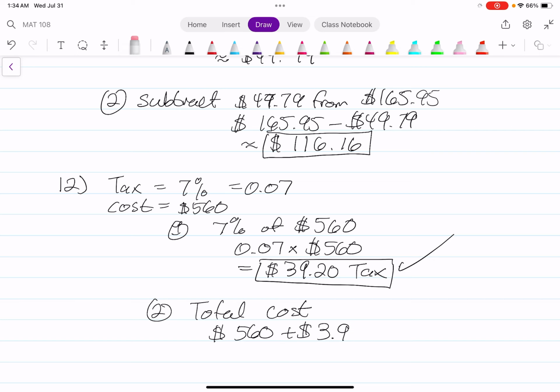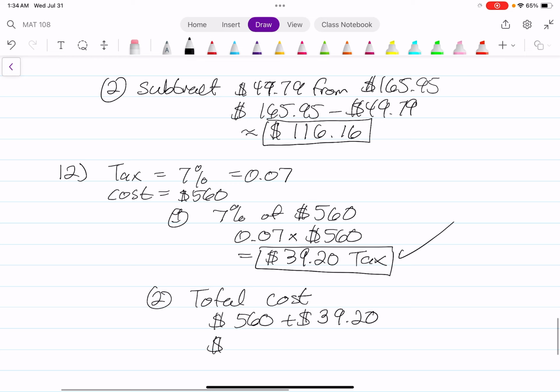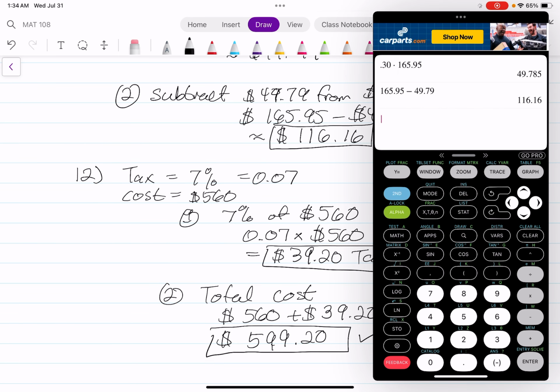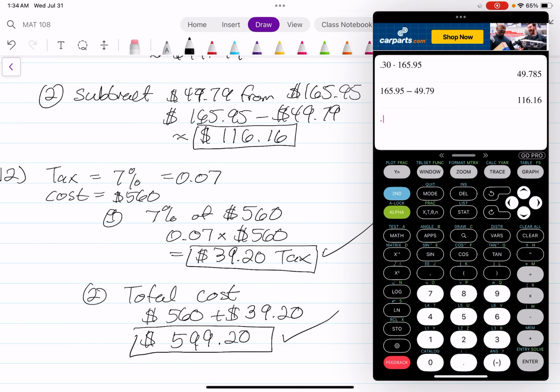I had to think about it because I'm like, wait a minute, how can a tax be so low for an item like that? $39.20. And that's going to equal $599.20. And I just want to make sure that this is correct. Don't want to give anybody any false information. Yep, 39.2. Add that with 560. There you go.